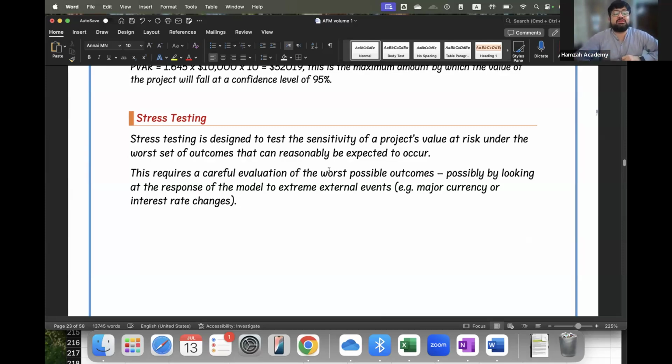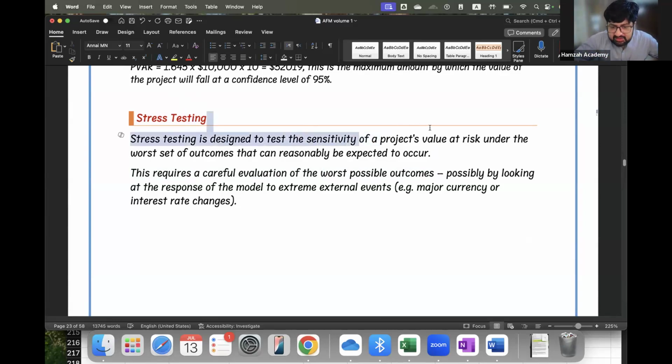Now, what is stress testing? Again, it is measurement of risk. Stress testing is where you consider the worst possible outcomes, and the impact on the project.